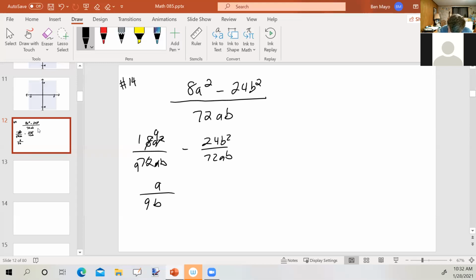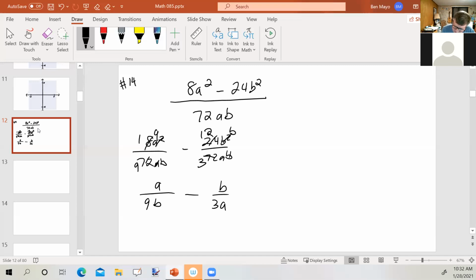Minus 24 over 72, you could take out an 8. Actually, you could take out a 12 and get 2 over 6. Oh, you could even reduce it down to 1 over 3, couldn't you? Yep, 1 over 3, and then b squared over b is b on top, so you get b over 3a. Let's see, did I do that right? Okay.